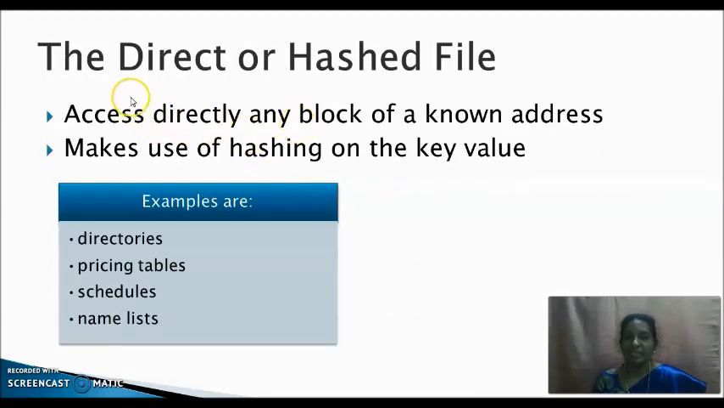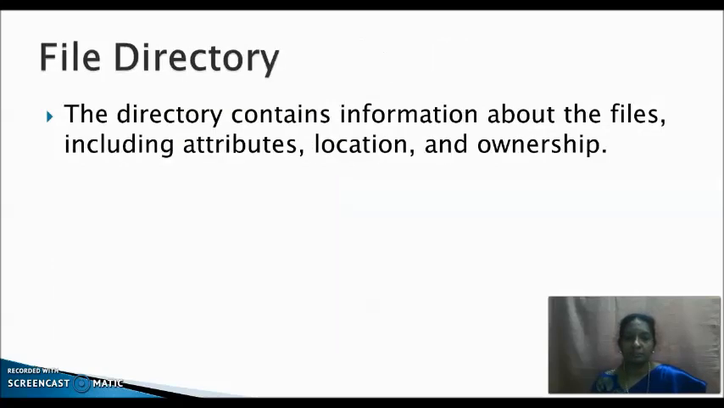The last one is the direct or hashed file. From the name itself, we can say that we can directly access any block of known address. It uses hashing technique to fetch the files. Examples are directories, pricing tables, schedules, and name lists.